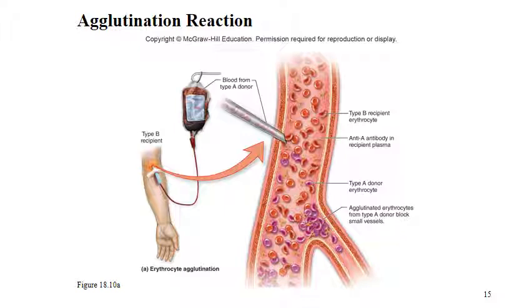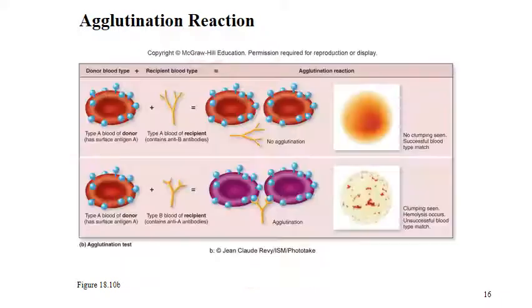Here's an example of an agglutination reaction. So I'm putting type A into a type B recipient, and we see that type A coming in, and then the anti-A antibody is going to come there and attack, and then we have agglutination there with a blocked vessel. And of course, this is another example of no clumping seen because they're compatible. And then we're going to see that agglutination is going to cause that clumping and hemolysis occurring.